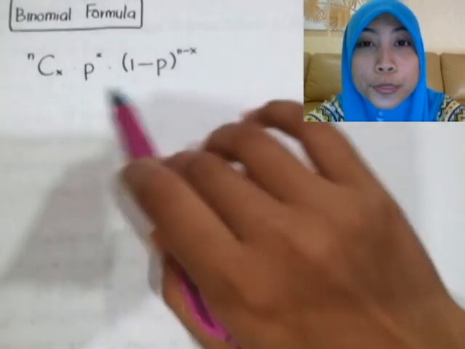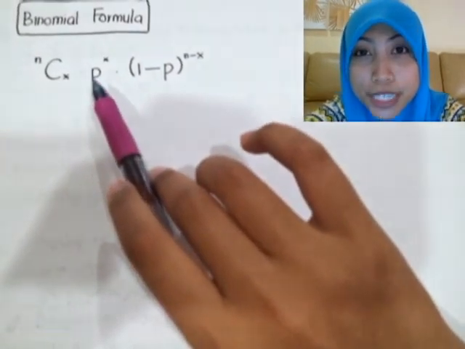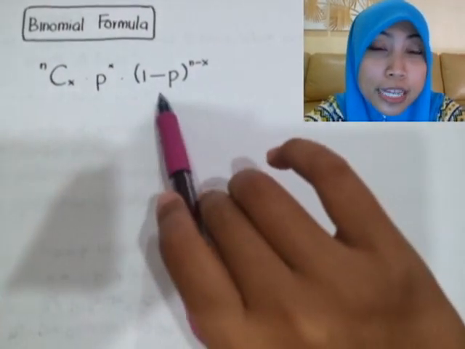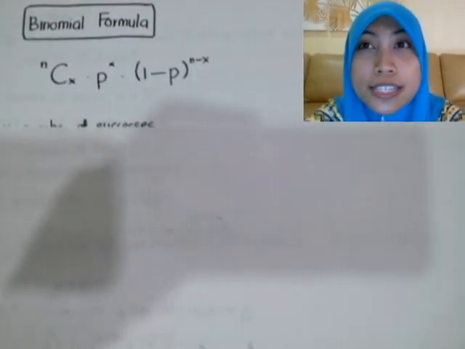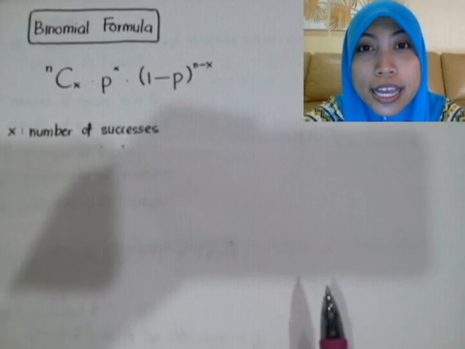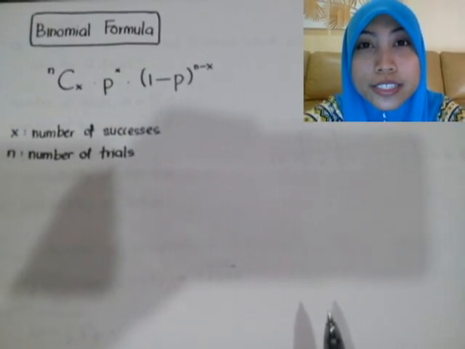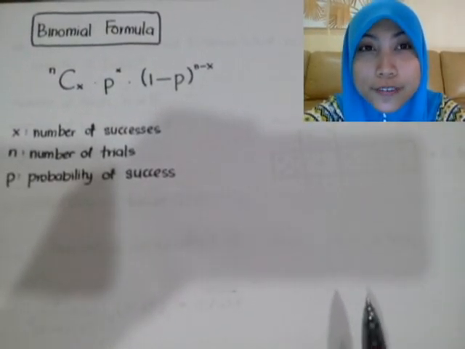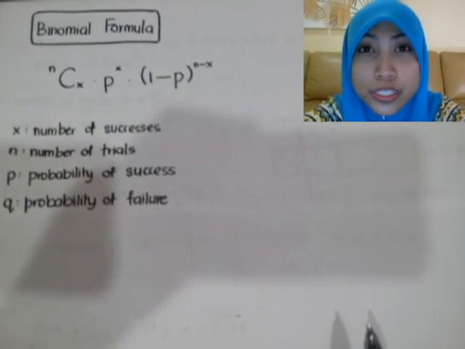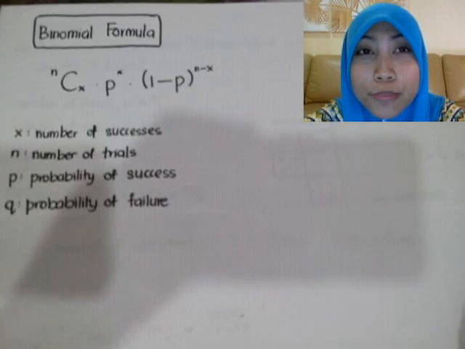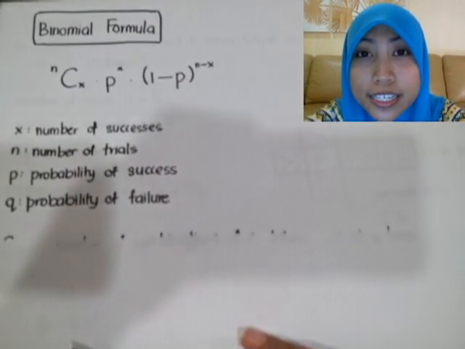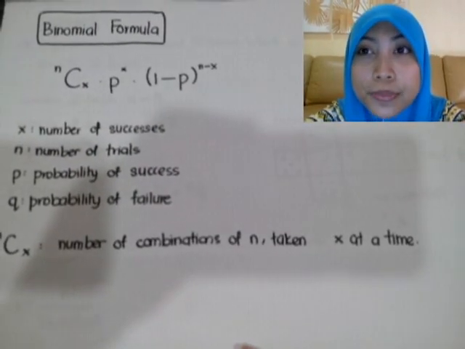Okay, next, the binomial formula. As you can see, that is the formula nCx times p to the power of x times 1 minus p to the power of n minus x. X represents number of successes, n is the number of trials, p is the probability of success, and q is the probability of failure. nCx is the number of combinations of n taken x at a time.